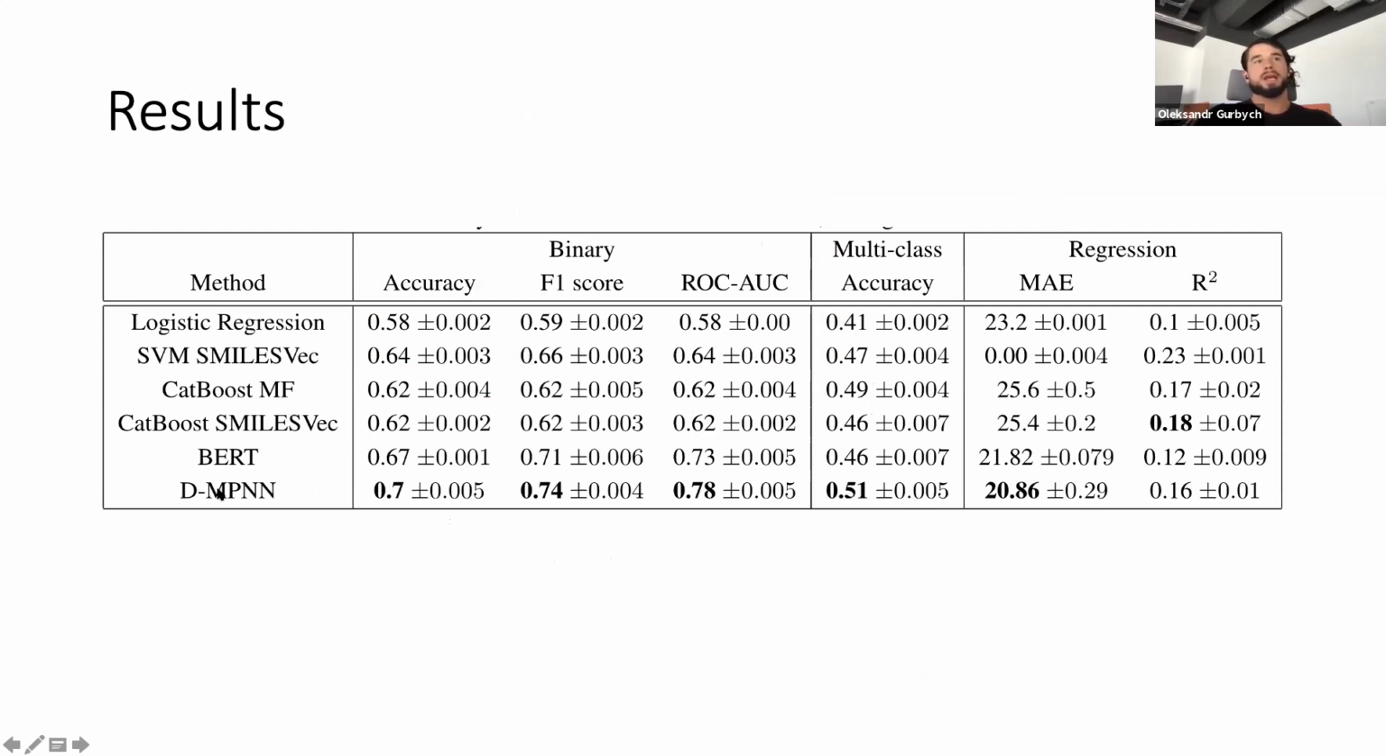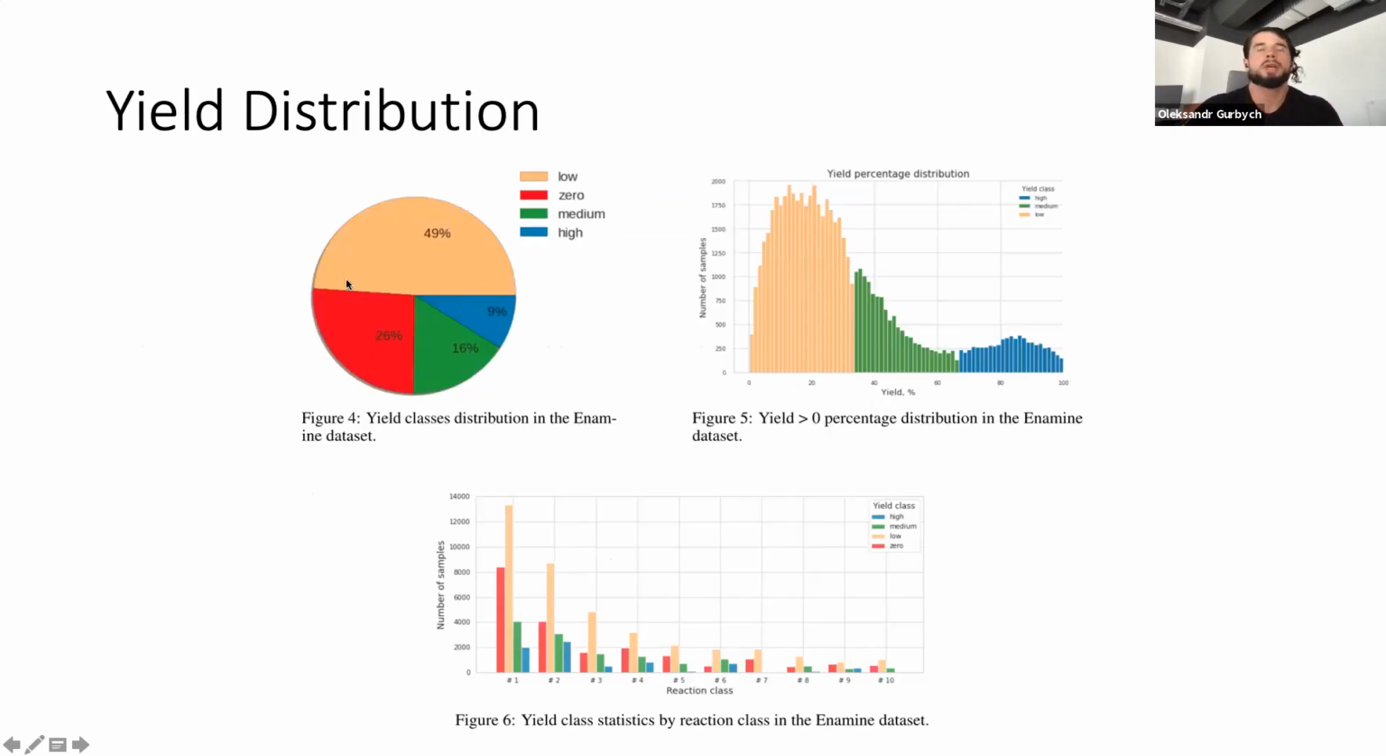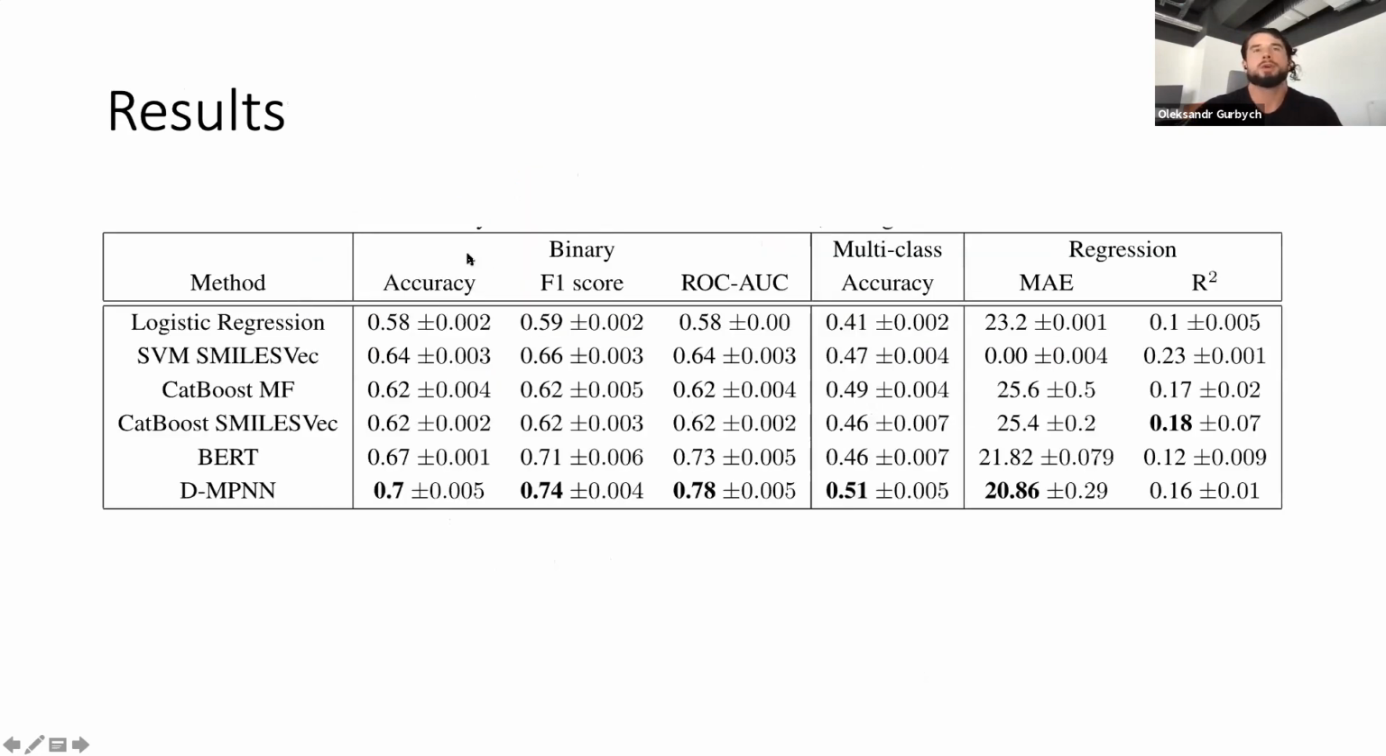And here are the results. Again, our model was the best among others in almost all cases. But first, I decided to separate the non-occurring reactions with zero yield, because they should be different from the others. We first performed a binary classification into reaction and no reaction. And later we split reactions into multiple classes: low, medium, high, and regression in percent.